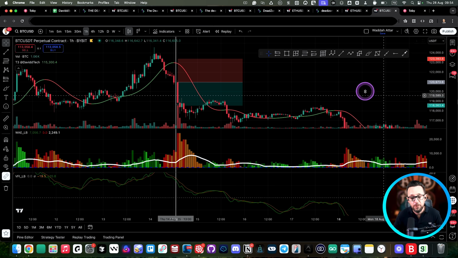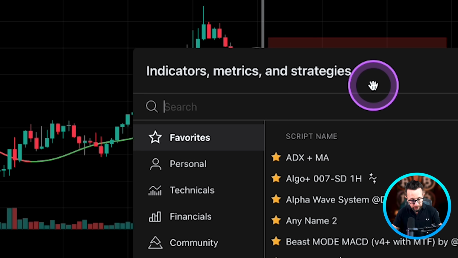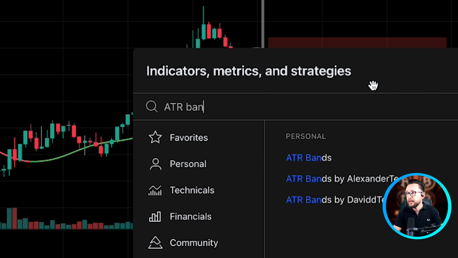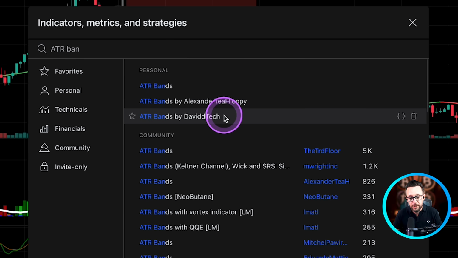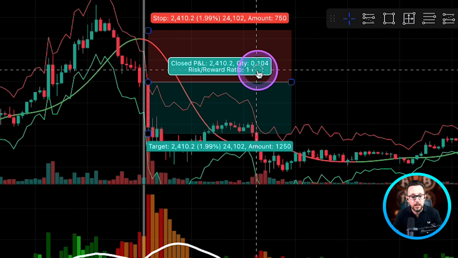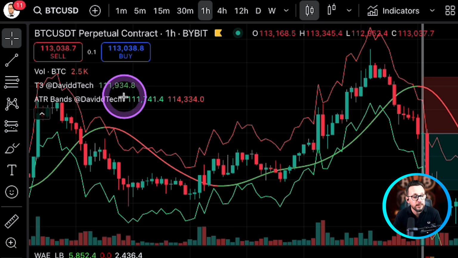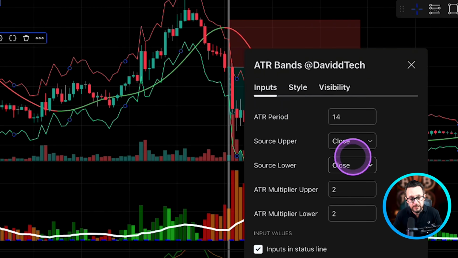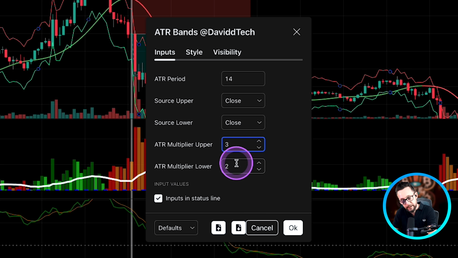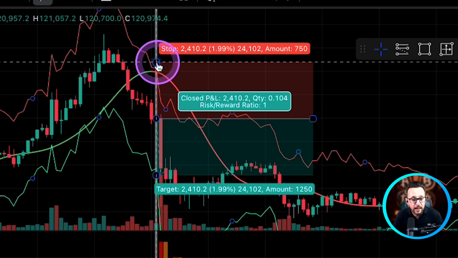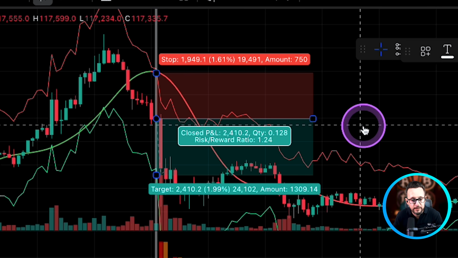Okay, so what we're going to do is we're going to set the stop loss to the ATR bands. The ATR bands by David Techh, this one here. Now this helps us to set our stop loss dynamically to react to the market. We're going to set this to 3, just like so. And we set our stop loss to the ATR bands.